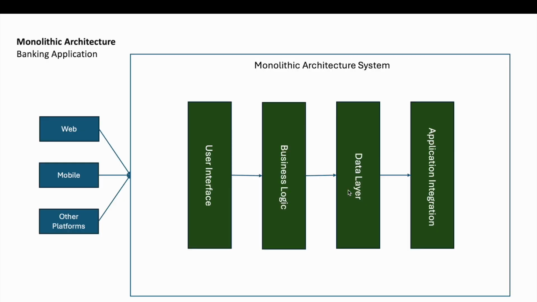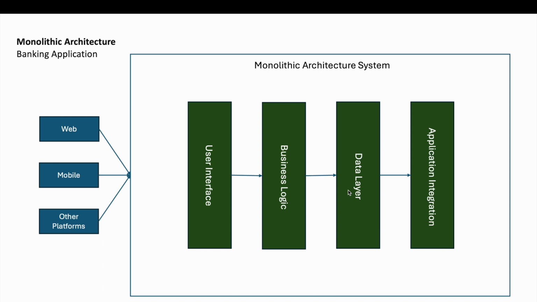Let's look at an example where we consider a banking application built as a monolithic architecture. So for the user interface, the web pages or the mobile app screens through which users interact with their accounts. For the business logic, we have the code that calculates interest, validates transactions, manages user data, etc. For the data layer, we have database operations for storing and retrieving account details, transaction logs, etc. For application integration, we have communication with external systems like credit scoring services or government financial APIs.